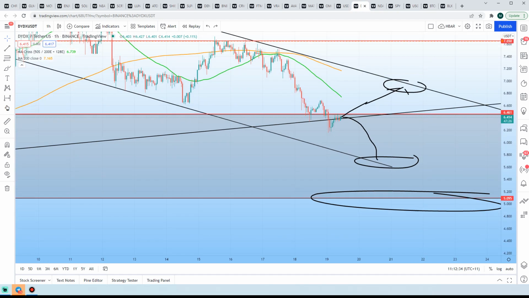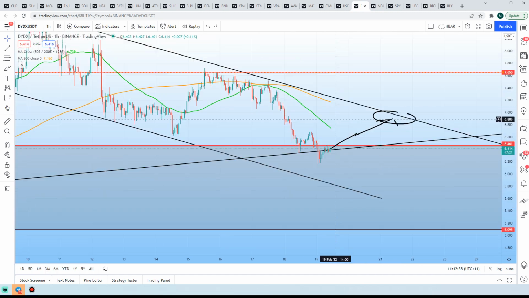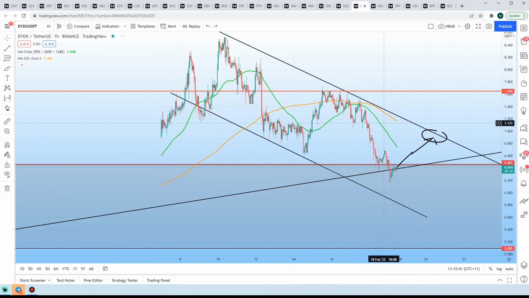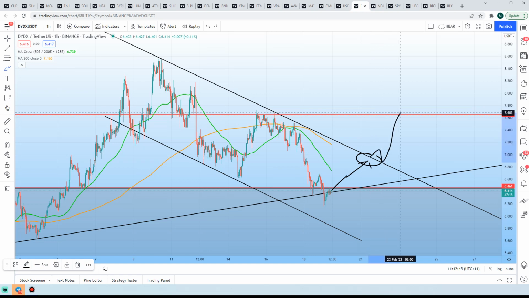Let's get back to the bullish case scenario. So bullish case scenario, guys, we'll be pushing up on support here. We'll be looking for a target of this descending diagonal line, which is our major long-term resistance. And if we flip this level, we'll be looking for a trigger at $7.60.